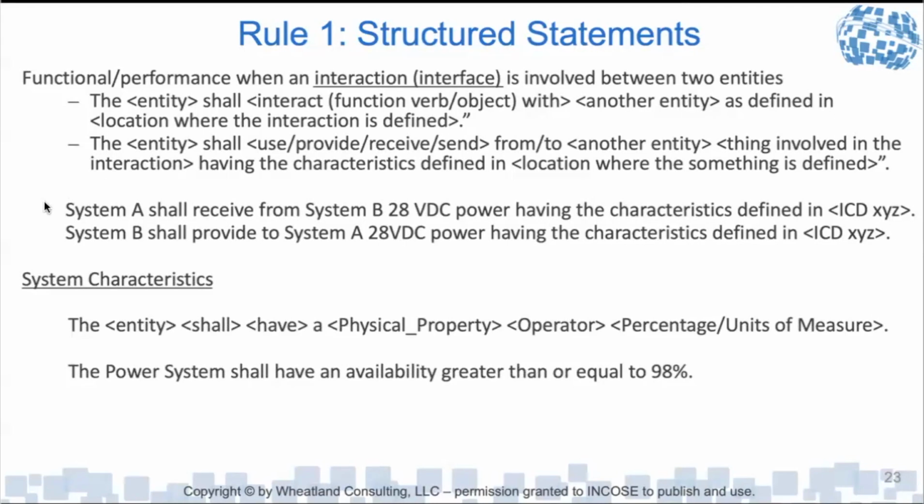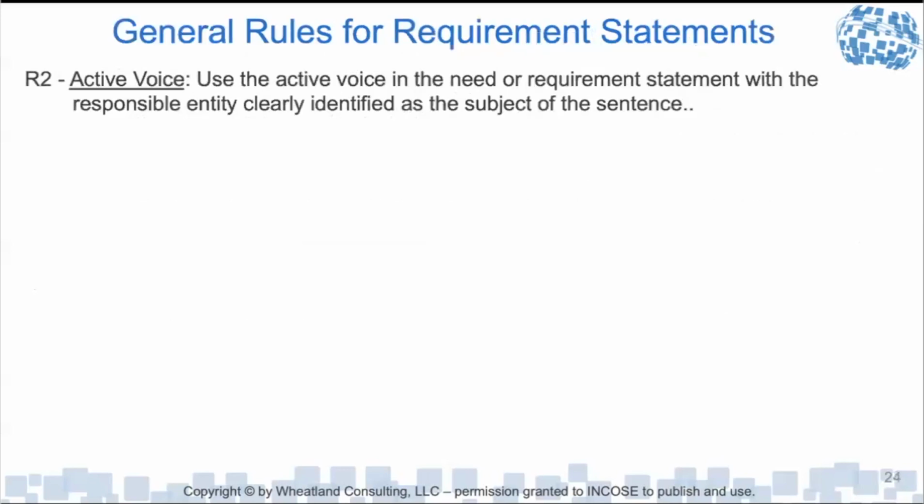And then you have system characteristics. The entity shall have some physical property, and you have an operator and a percentage used to measure something. So the power system shall have an availability greater than or equal to 98%. The basic thing is that the organization needs to recognize the patterns that are applicable to their product line, their culture, and their processes, and then define those patterns up front, and then have a way to enforce those patterns. That's one of the things a lot of the tools being developed now do: assess the quality of requirements based on how well they follow a pattern.